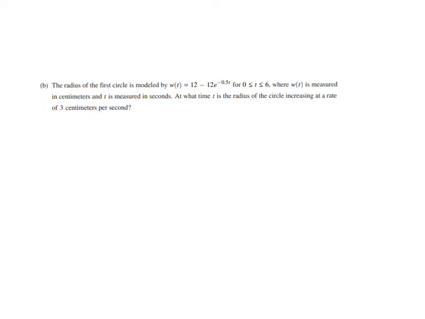Part B, although it might seem wordy, is very friendly, so this might be one we need to slow down and do again. The radius of the first circle is modeled by this, where W of t is measured in centimeters. At what time is the radius of the circle increasing at a rate of 3 centimeters per second? Let's think about what they gave us. They gave us the radius. That's my W of t function.